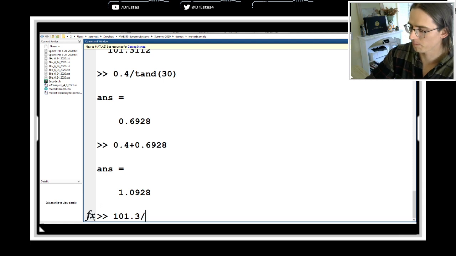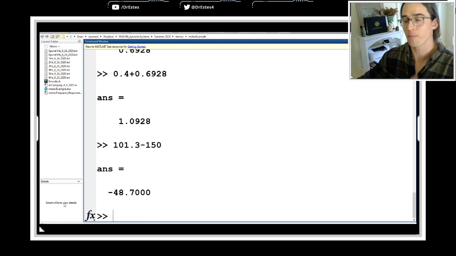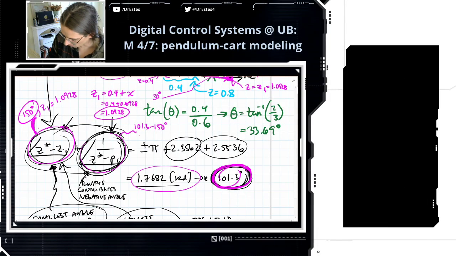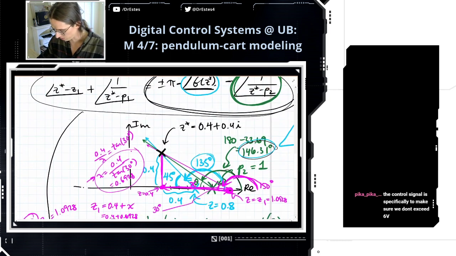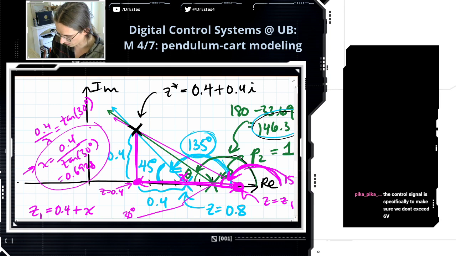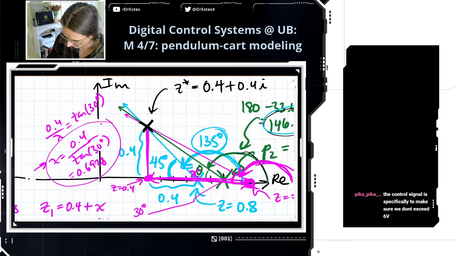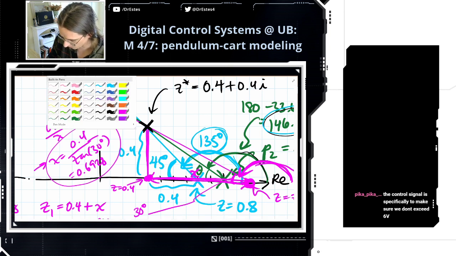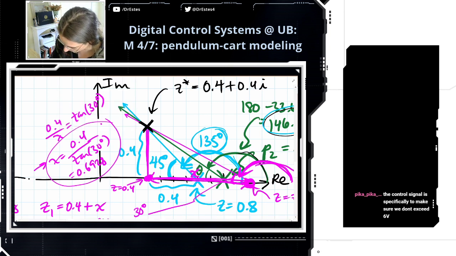So 101.3 minus 150, I need minus 48.7 degrees for the pole. So if you're doing this graphically, at this point, you go back up to your plot, and I say, okay, where can I place the pole so that it makes 48 degrees? And I know this is getting really cluttered at this point, but I think you get the idea. I'm going to draw something that looks, I don't know, maybe this is 48 degrees.